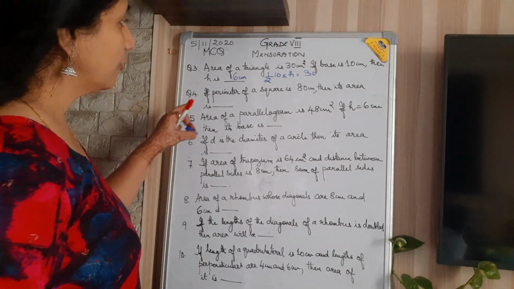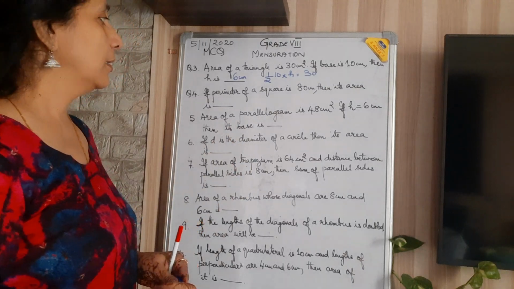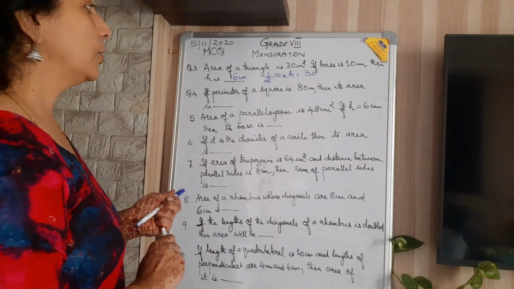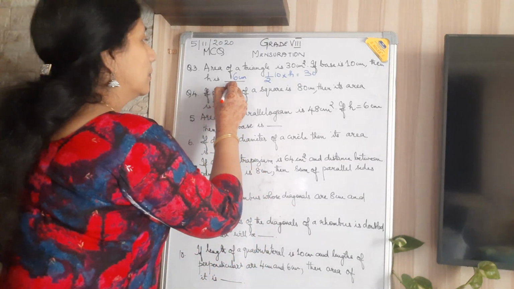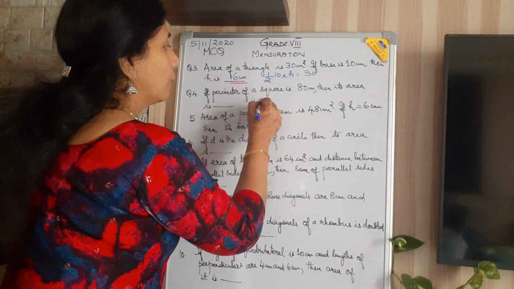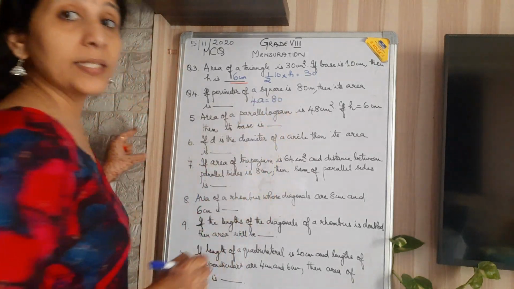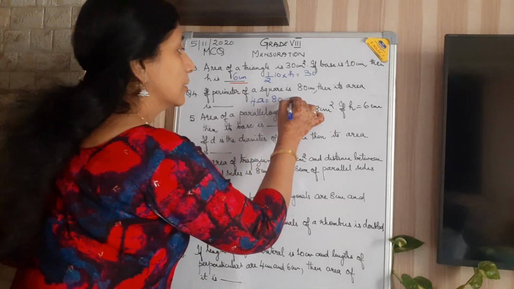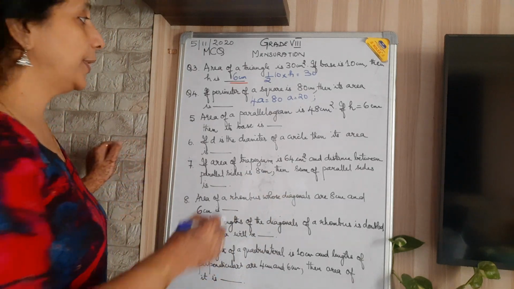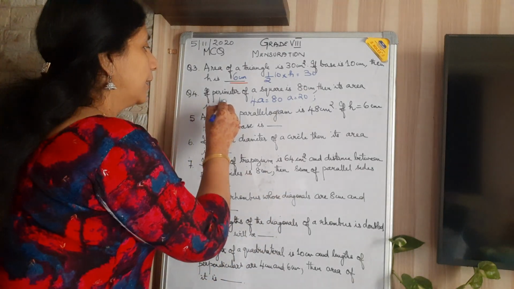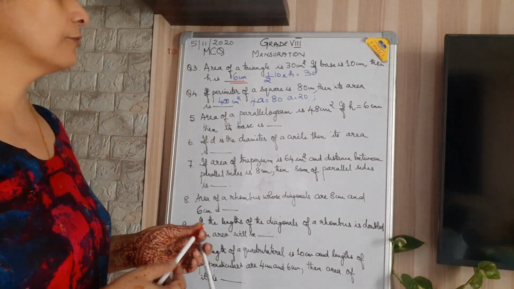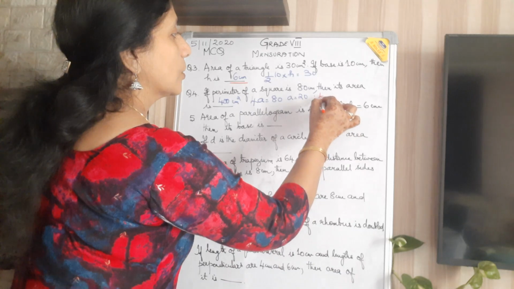Now the next one is, if the perimeter of a square is 80, then its area. The perimeter of a square is 80, which means you have to find the side. The perimeter formula is 4a equal to 80, where a is the side. So a is 20. Now what is the area of a square? a square, so 20 square is 400. The unit is centimeter square. So you got it as 400 centimeter square.